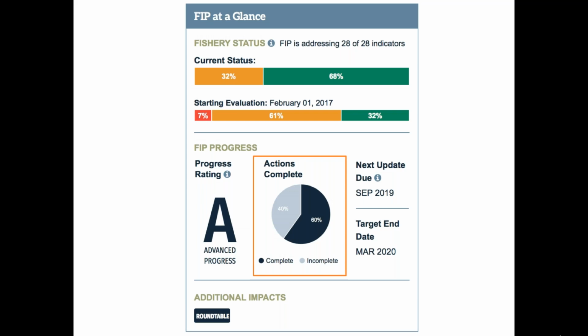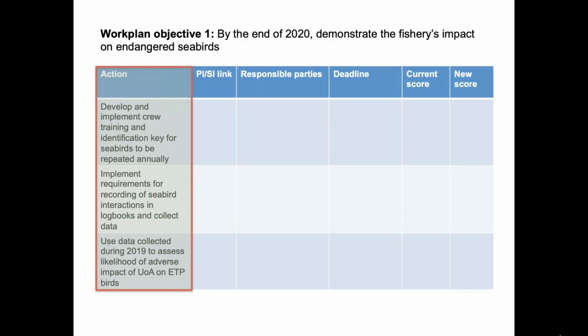Great, thanks, Jeremy. So going back to our table here that we'll walk through, we've added in a couple of specific actions that will help the FIP achieve its objectives. So the first is develop and implement crew training and identification key for seabirds to be repeated annually. The second is implement requirements for recording of seabird interactions in logbooks and collect data. And the third is use data collected during 2019 to assess the likelihood of adverse impact unit of assessment on ETP birds. So these are the specific actions that have been identified related to the objective that we have here around demonstrating the fishery's impact on endangered seabirds.